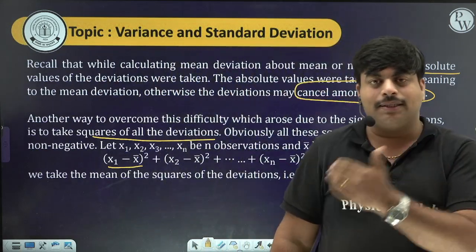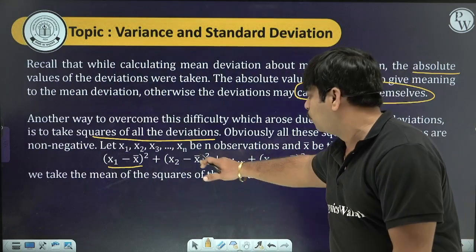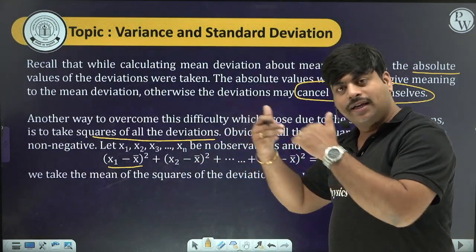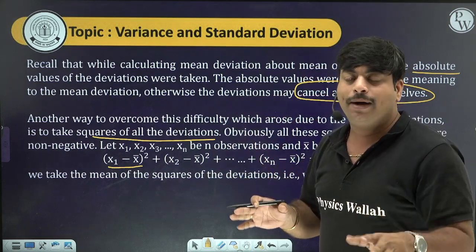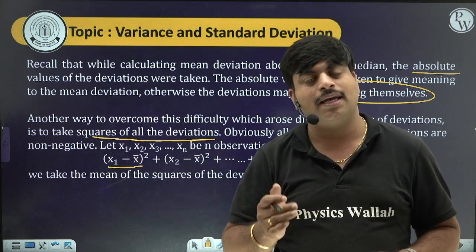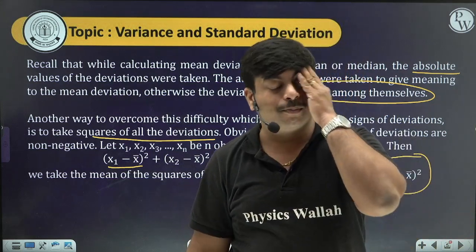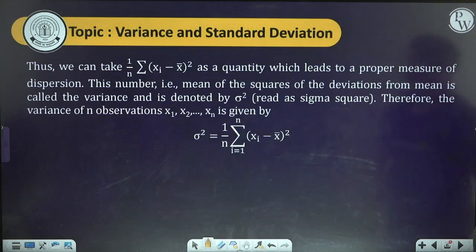From the coming slides, whatever problems we are taking, we are always considering the squares, adding them, finding the mean, whether about median or about mean, whatever we're taking. But we are not taking absolute values anymore. We are taking squares, and at last we'll again come back to the square root part. Understood everyone, right? So let's go deeper.